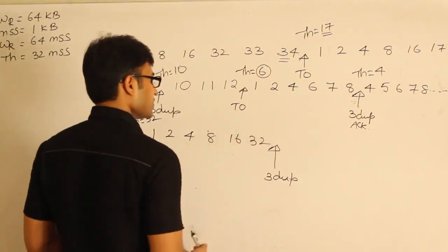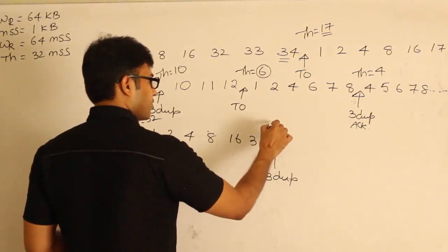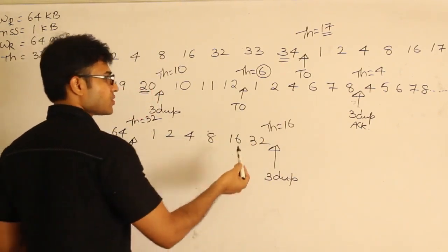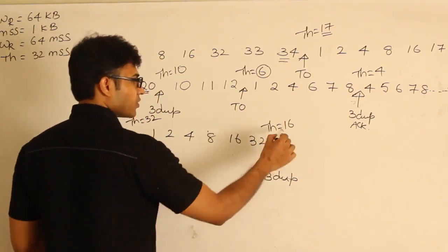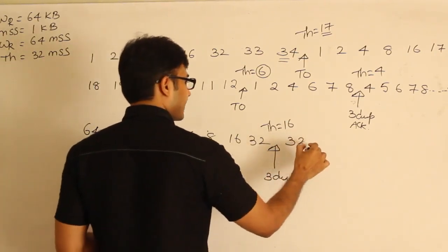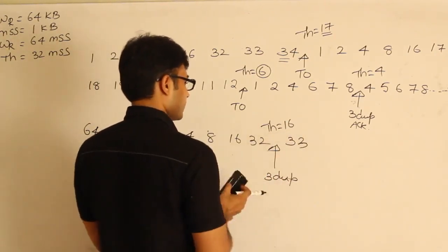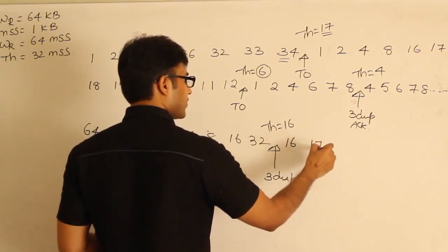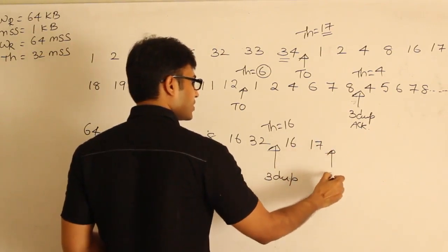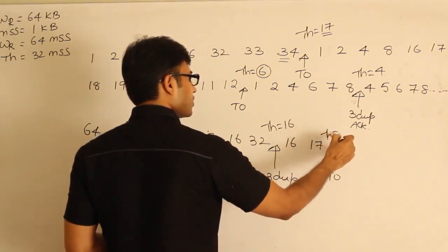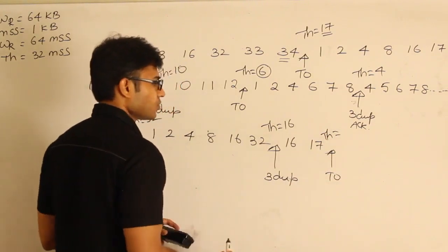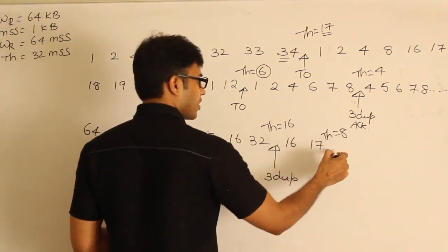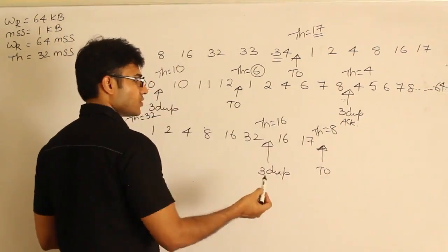Then what happens after this 32? We are going to have the new threshold as 16, half of it, and again we are going to start with linear growth, which means 32, 33, okay. Congestion avoidance is starting with 16, 16, 17. After sending 17, let us say there is a timeout. Then what will be the new threshold? New threshold will be 17 by 2. So what is 17 by 2? It is 8. So 8, and I have to start again with the slow start phase, right?